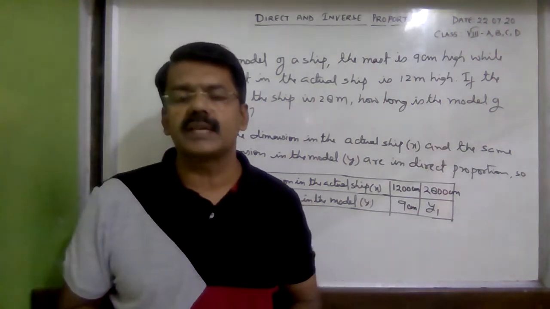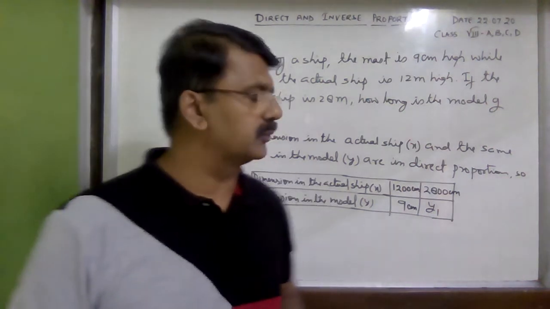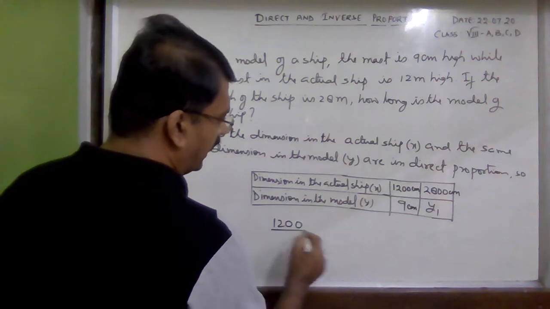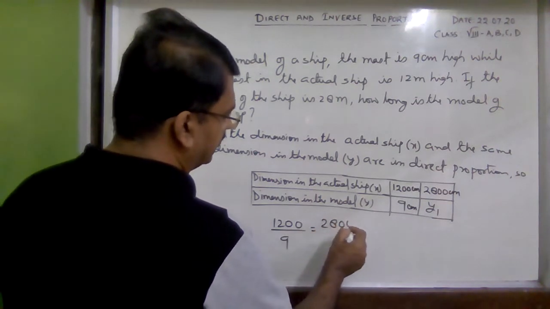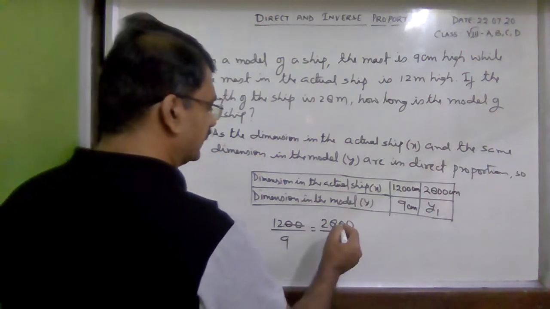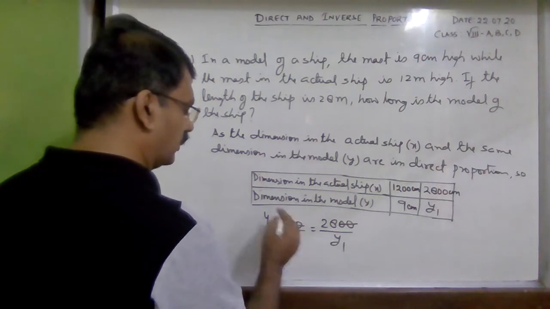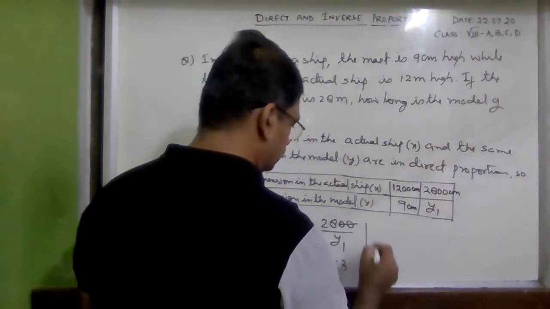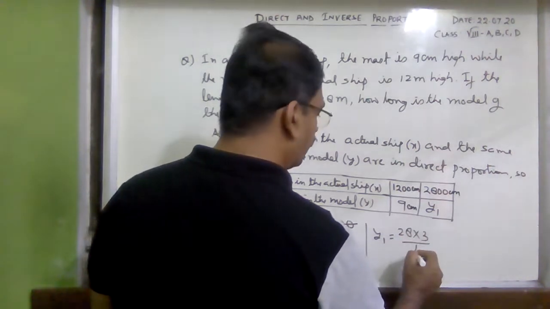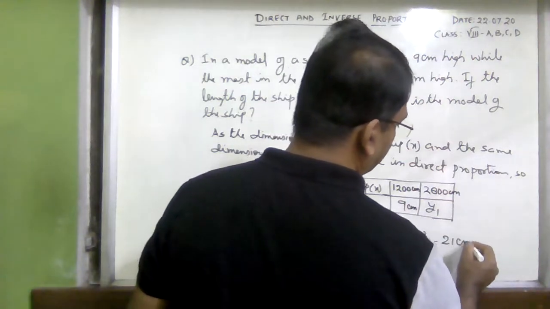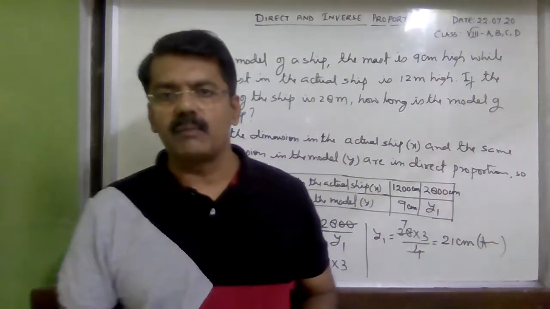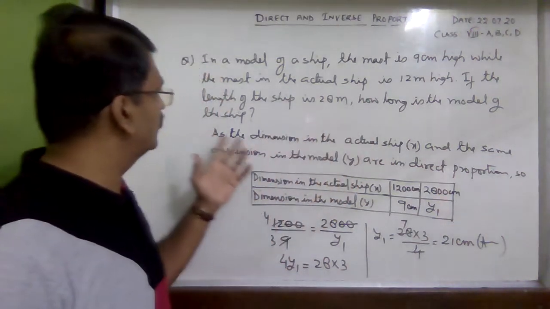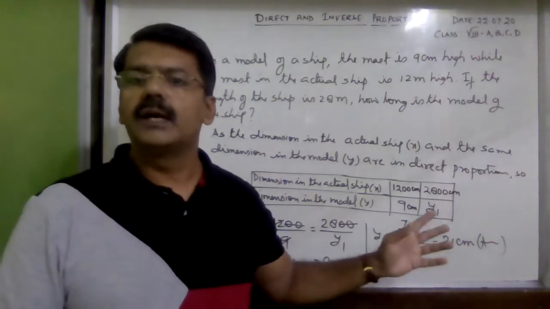Now I told you in the previous class, when two quantities are in direct proportion, then x1 upon y1 is equal to x2 upon y2. That means 1200 upon 9 is equal to 2800 upon y1. These two zeros we can cancel. 3 4s are 12, 3 3s are 9. Now you cross multiply. 4y1 is equal to 28 into 3. So y1 is equal to 28 into 3 upon 4. 21 centimeter is your answer. That means the length of the model will be 21 centimeter. Clear? When the length of the actual ship is 28 meter, then the length of the model will be 21 centimeter.